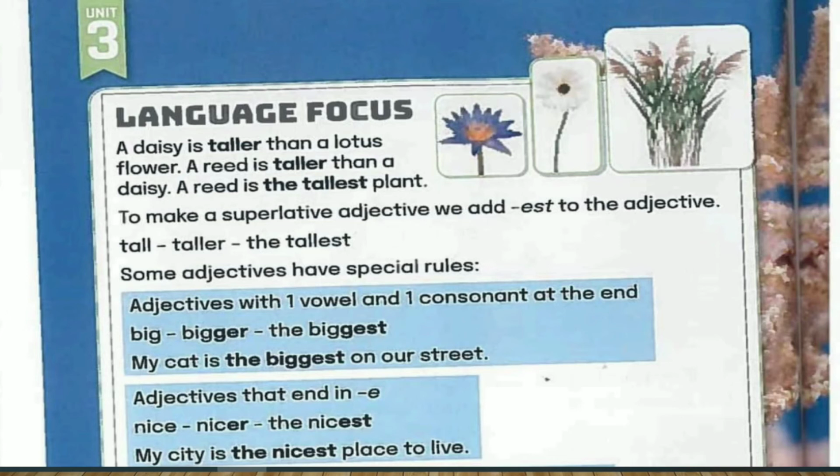And if the adjective ends with letter E, like nice, so add only r or only st. So nice will be nicer or the nicest. As for example, my city is the nicest place to live. It's a superlative sentence.